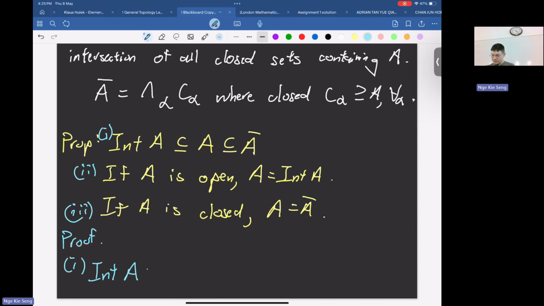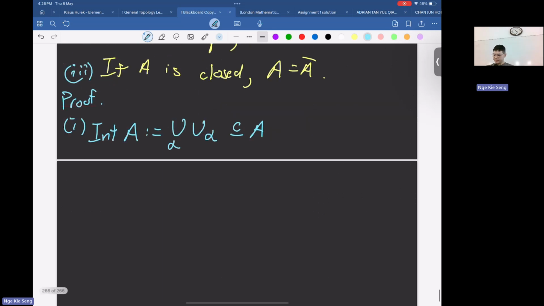Good, arbitrary union of all open sets. But all open sets should live in A, right? So the union also lives in A. Very straightforward. Okay, how about the other direction?